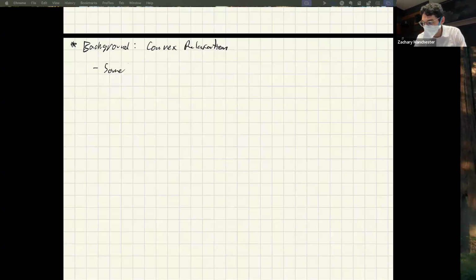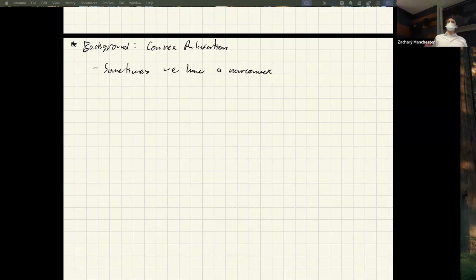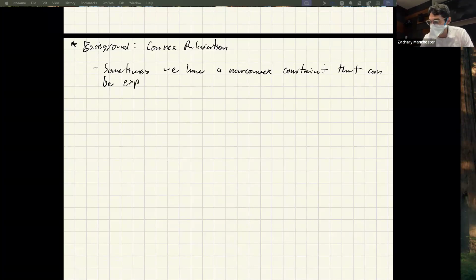So sometimes we'll have a non-convex constraint. And to be clear, convex relaxation is a huge area with lots of different stuff. I'm showing you the particular flavor of convex relaxation that is used in this paper that shows up in this soft rocket landing application. That's kind of cool. But the gist is sometimes you'll have a non-convex constraint that can be written as the boundary of a convex set. So I'll make this hopefully concrete.